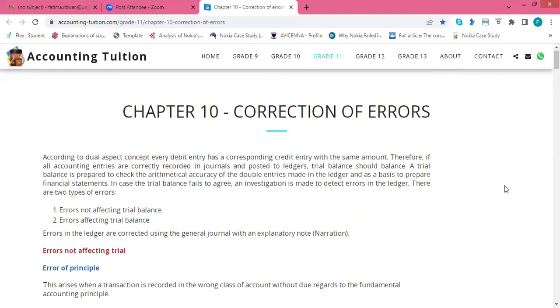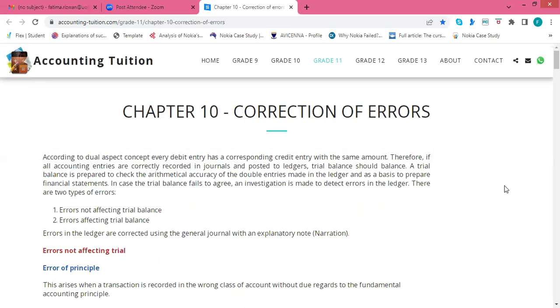So these are the different corrections of errors, and there are different types of errors that we discussed. There are a few errors that do affect the trial balance, while there are some errors that do not affect the trial balance, right? The more important ones are those that do not affect the trial balance, because when you see that debit and credit sides are not equal, then you already know that there is some problem with my calculations, right? But when the debit and credit sides are equal, then you cannot be assured what the problem mainly was, right?